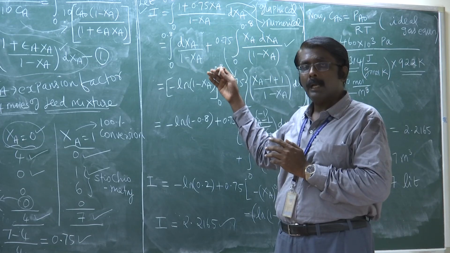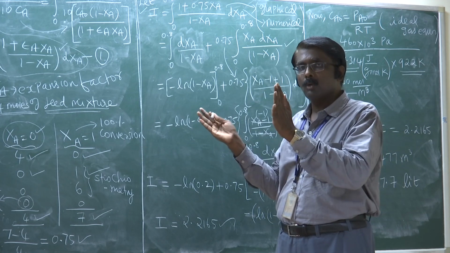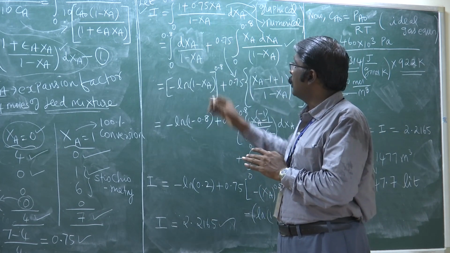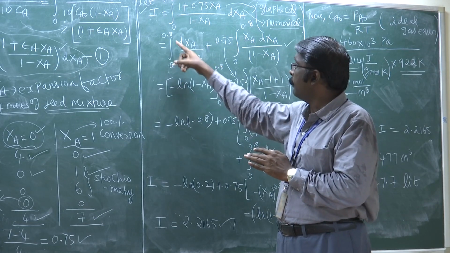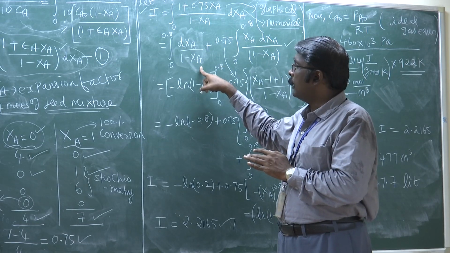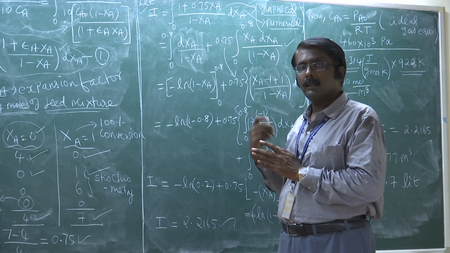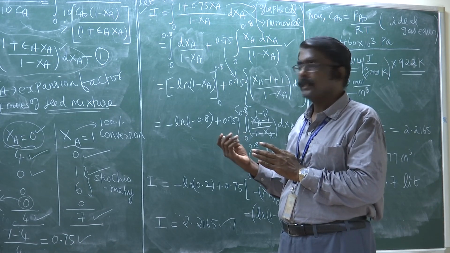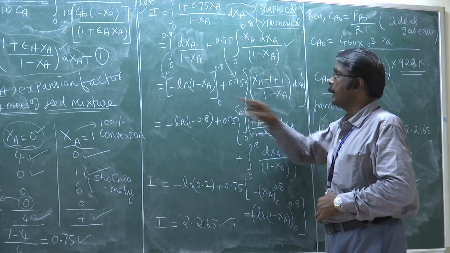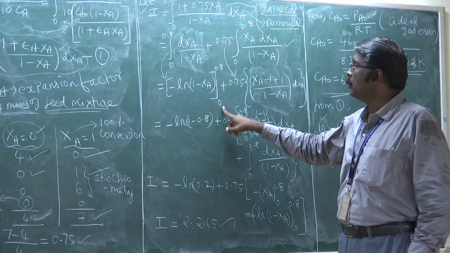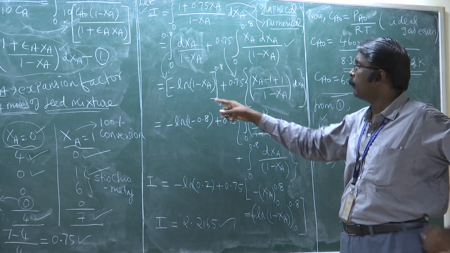Here, I would like to approach the problem by the analytical integration method. For that, make the function into 2 fractions, which is what is done here. The first part of the fraction is nothing but the integration of dxa by 1 minus xa. It is like a standard formula, integration of dx by 1 minus x, for which the result is minus logarithm of 1 minus x. So upon integration this gives us minus log of 1 minus xa. The lower limit is 0 and the upper limit is 0.8. We apply the upper limit minus the lower limit for the result.